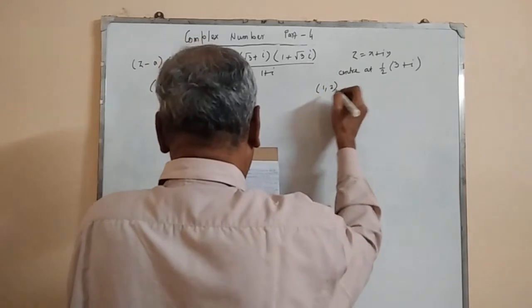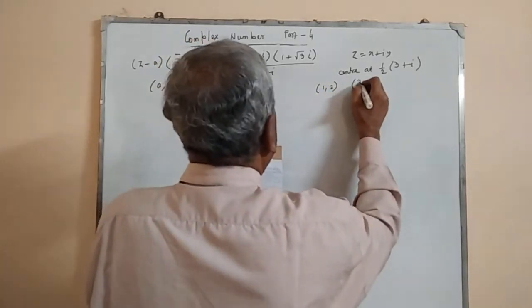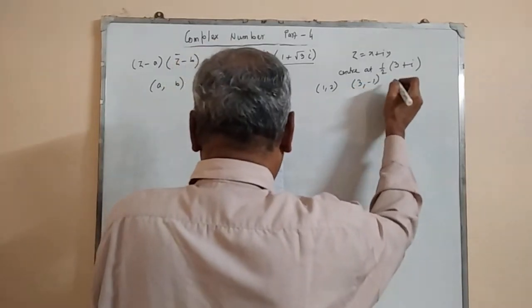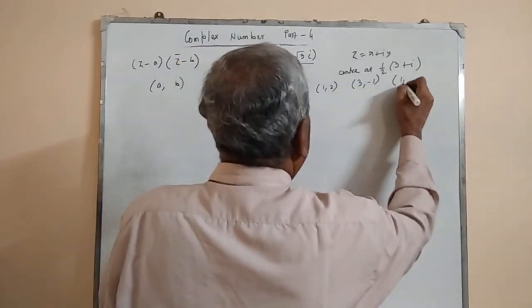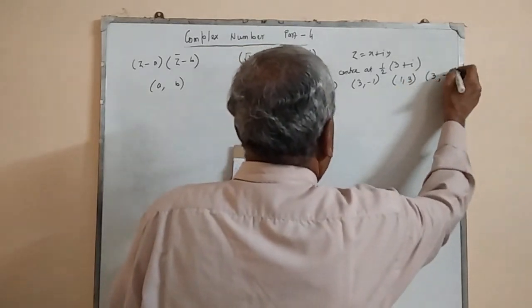(1, 2), means a is 1, b is 2, (3, minus 1), (1, 3), and (3, minus 1).